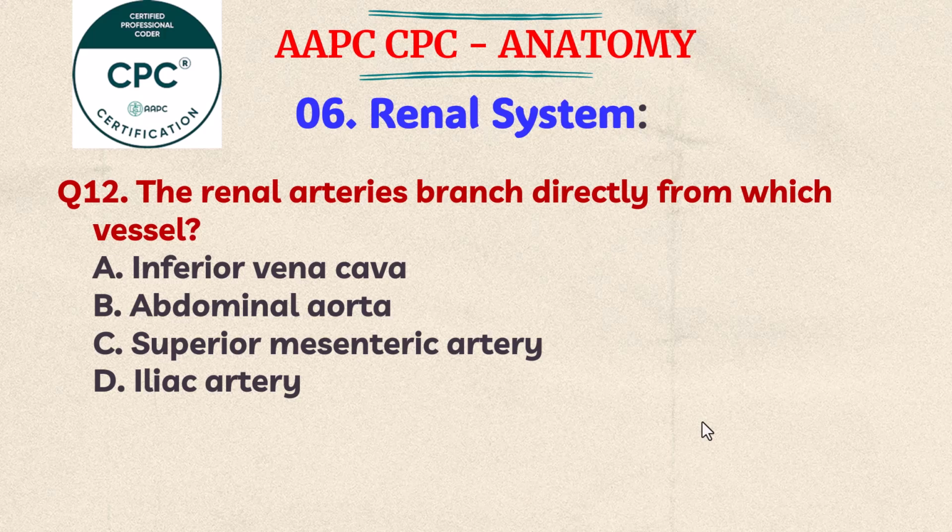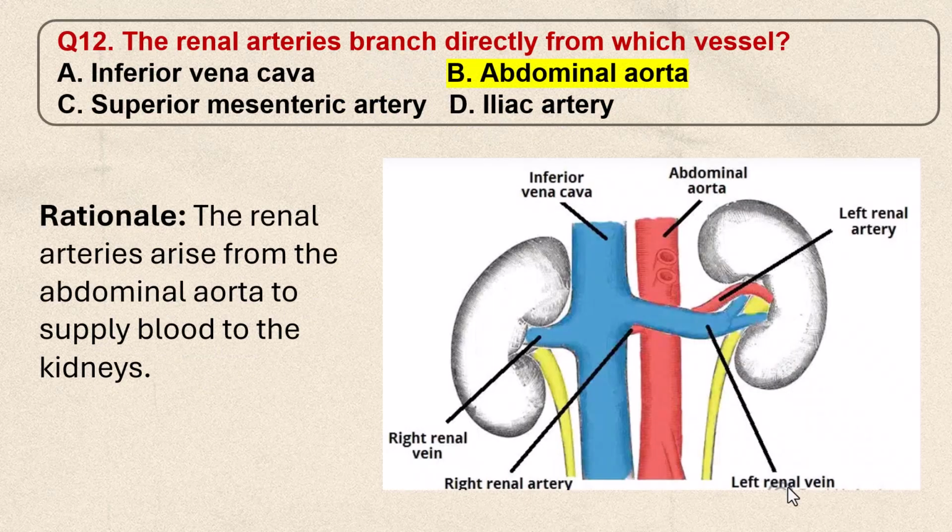A. Inferior vena cava, B. Abdominal aorta, C. Superior mesenteric artery, D. Iliac artery. Think the answer. Correct answer is B. Abdominal aorta.